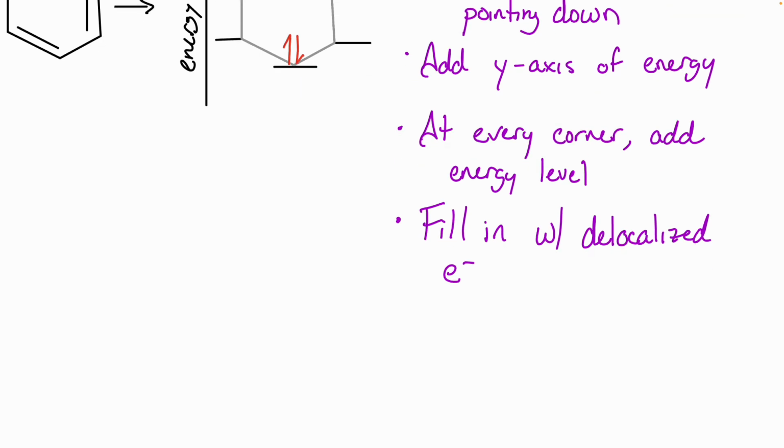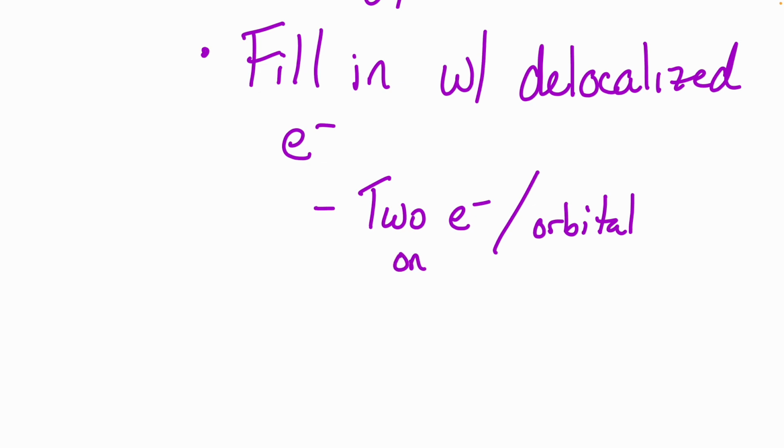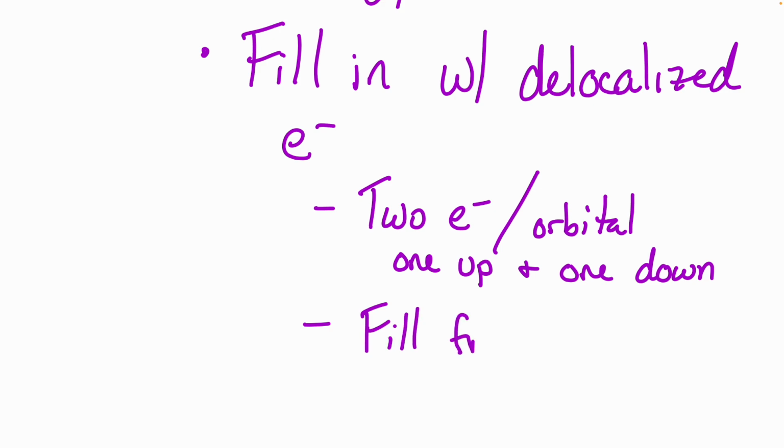All right, so when we're filling in our delocalized electrons, we got some filling rules here. 2 electrons per orbital. One up and one down. We always fill from lowest to highest energy.